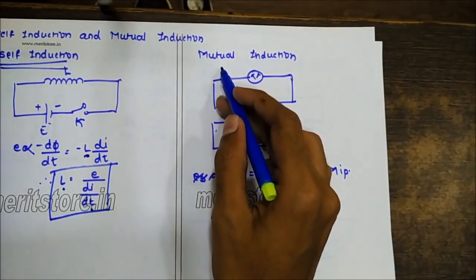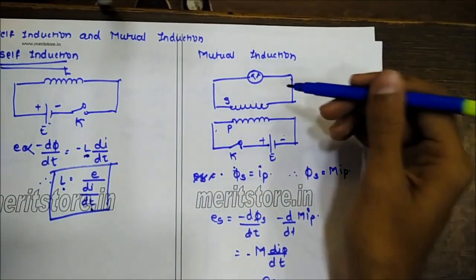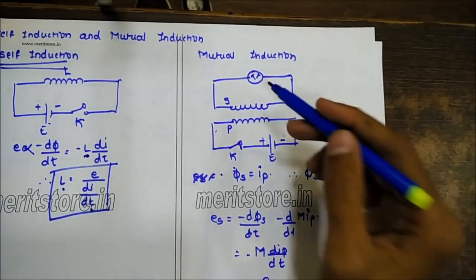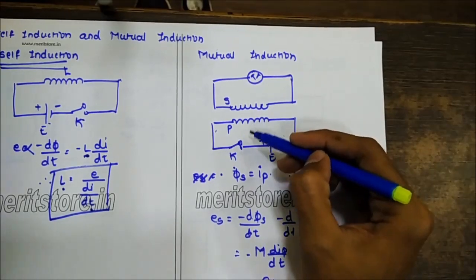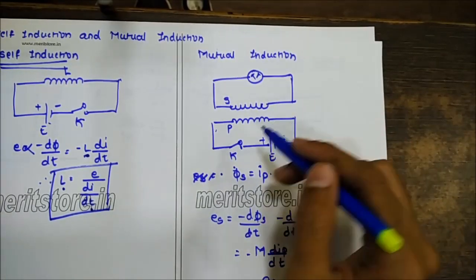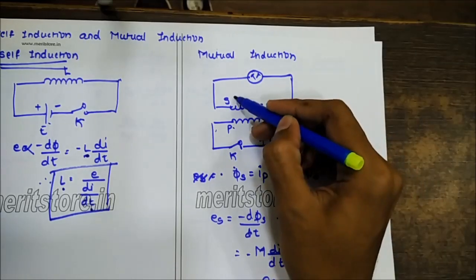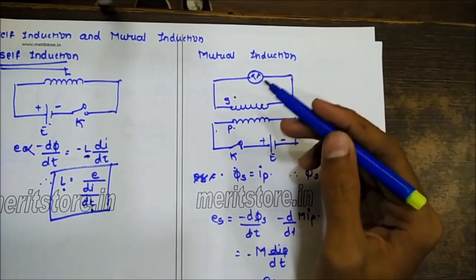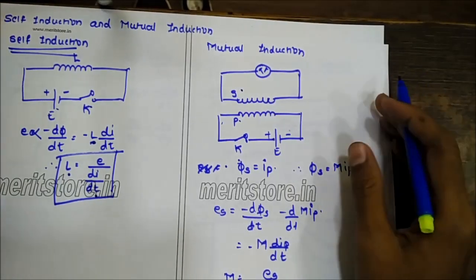The next concept is mutual induction. In this circuit, we have two coils kept close to each other, and the current in one of the coils is changing and the EMF is induced in the second coil. So we have two coils here, the primary coil and the secondary coil. The current is changed in the primary coil and the EMF is induced in the secondary coil, and this process is called mutual induction.